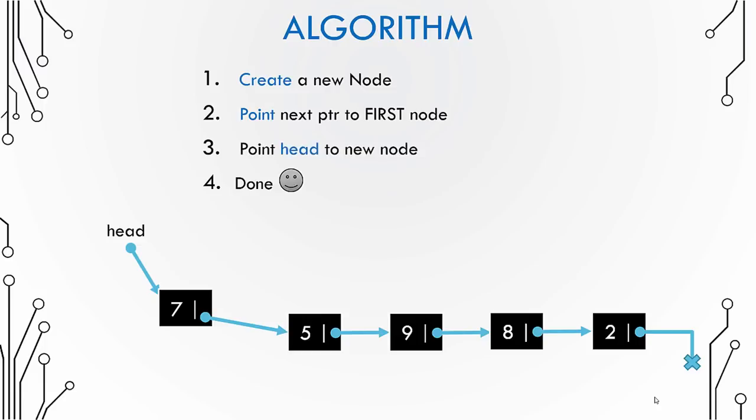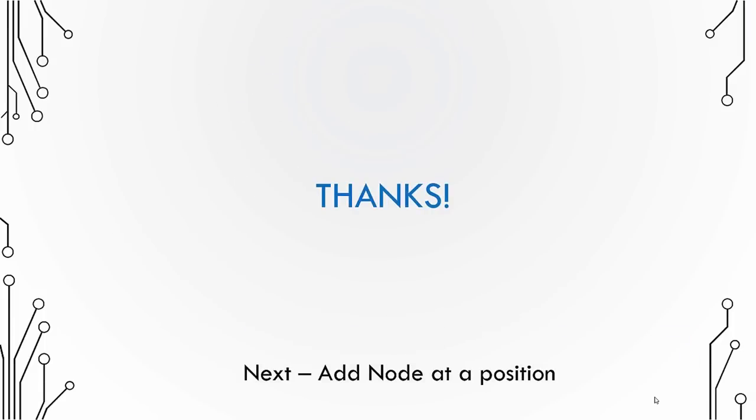A quick revision. First step is to create a node. Second step is to point that node to the first node of the list so that you linked your newly created node to the linked list. And then since the newly created node is the first node now, you need to move the head pointer to point to it. And that is how you prepend a node to a linked list. The next video would be about addition of a node at a specific position in a linked list.